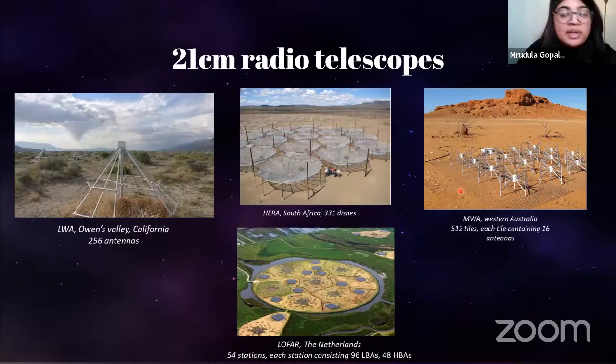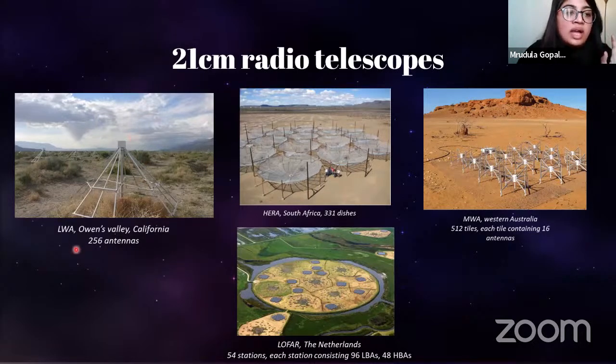So these come in different shapes, but I want you to notice the common things between them. One thing is that you can't steer them like the dish telescopes. Since you can't steer, you are listening to the entire sky at all times.